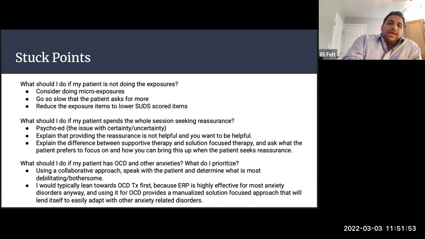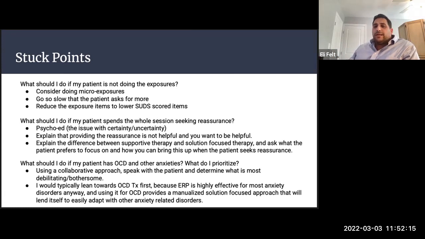What should I do if my patient has other anxieties in addition to OCD? What do I prioritize? I think this is a really good question. Obviously, I first say use a collaborative approach. Speak to the patient, right? What do they think is more preferable for them to work on? I just had a patient recently who has social anxiety and OCD. We said we're starting with OCD.